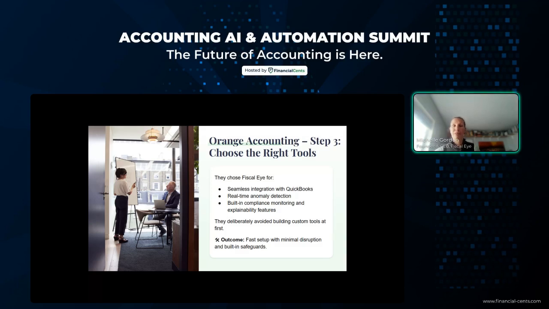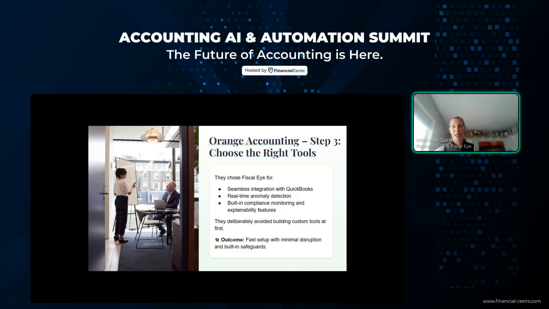Step 3, choose the right tool. And this is where most organizations get distracted with the hype. Many organizations get excited about building their own custom AI without understanding the cost, time, and knowledge associated with this. Orange Accounting made a deliberate decision not to build custom AI from scratch, or at least not right away. They knew that implementation speed, system compatibility, and user adoption were more important than having something bespoke.